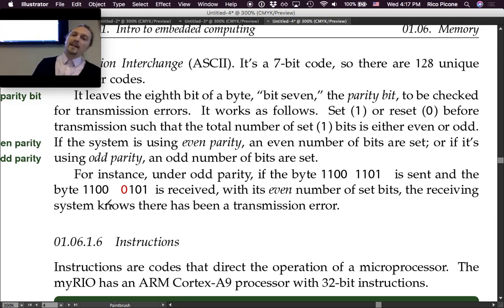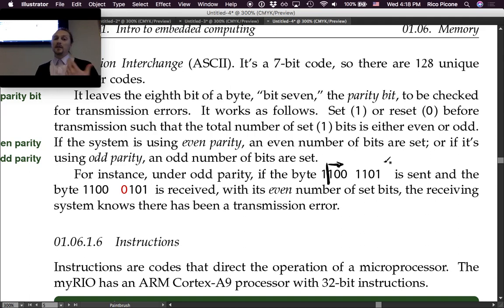So the sender and the receiver have to agree on what the parity is going to be. If it's odd parity, then before it sends something, it's going to see how many ones show up in this part.